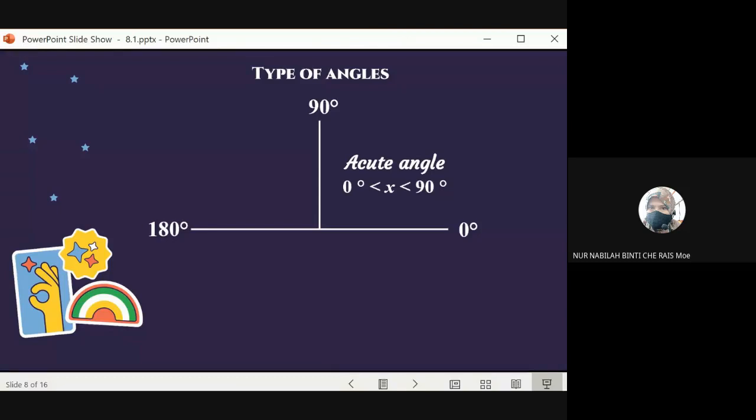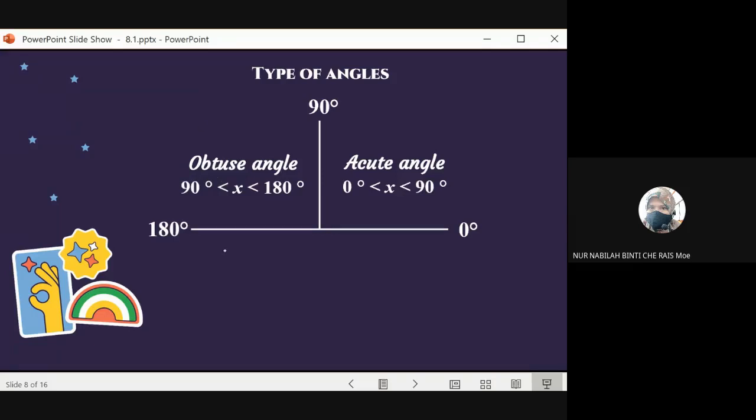So if your angle is between 90 and 180, this one is called an obtuse angle. Okay, 90 until 180, 90 not included, 180 also not included. The name of the angle is obtuse angle.